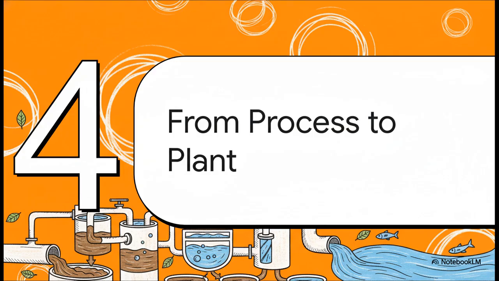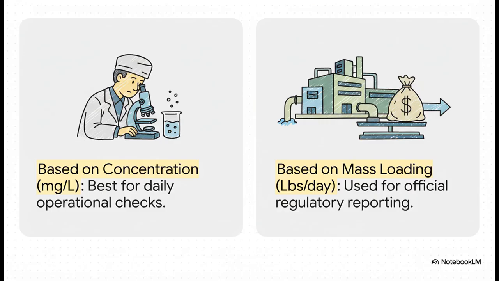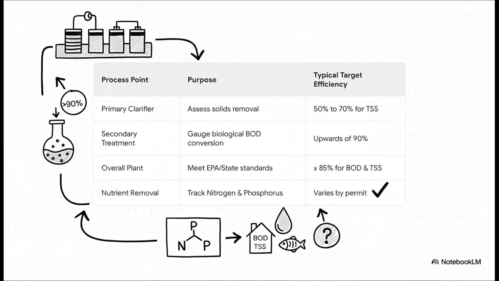And this calculation isn't just for one little piece of equipment. It's used to measure the health of the entire system, from the moment water enters the plant to the final discharge. And operators have two main ways to approach this. They can measure based on concentration, that's the milligrams per liter we just used, which is perfect for quick, daily, how are we doing checks. But for the big, official regulatory reports, they often calculate the total mass of pollutants in pounds per day. It's the exact same formula, just with different units, and it gives you that bigger picture view of the plant's total impact.